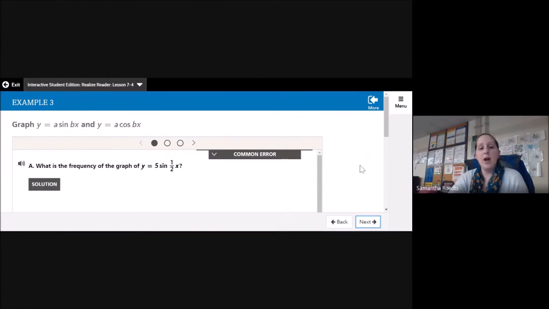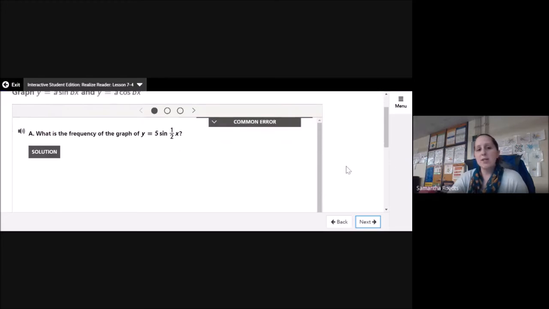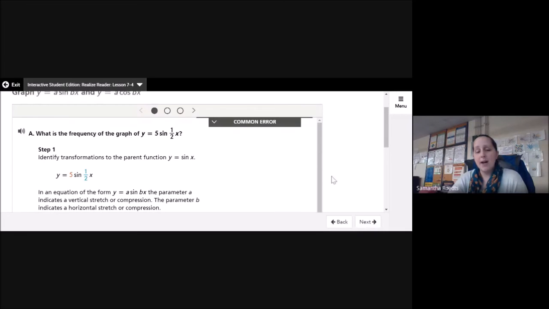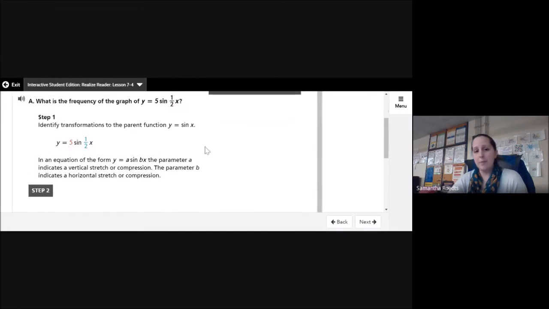All right, example 3: graph y equals a sine bx and y equals a cosine bx. What is the frequency of the graph of y equals 5 sine 1/2 x? Step 1, identify the transformations to the parent function y equals sine x. In y equals 5 sine 1/2 x, 5 is our amplitude, that number out front, and the 1/2 determines our period. Remember that the frequency is the inverse of your period.